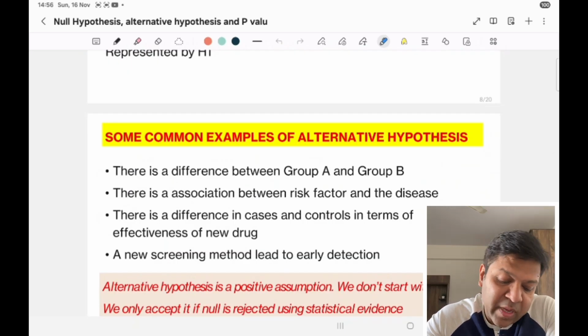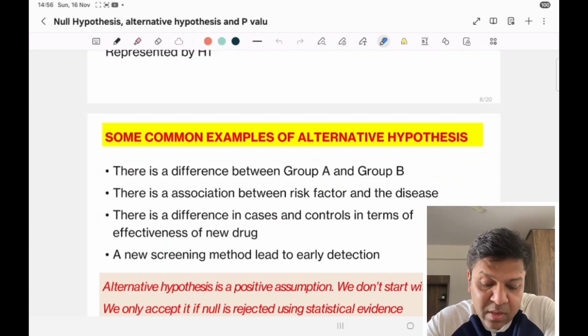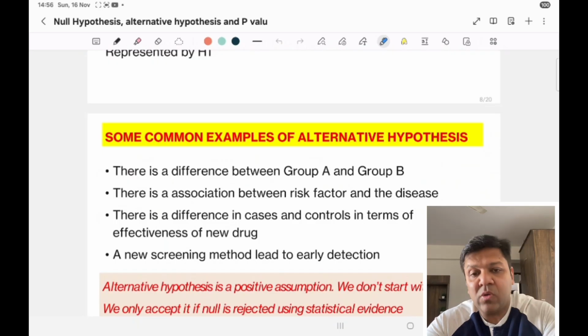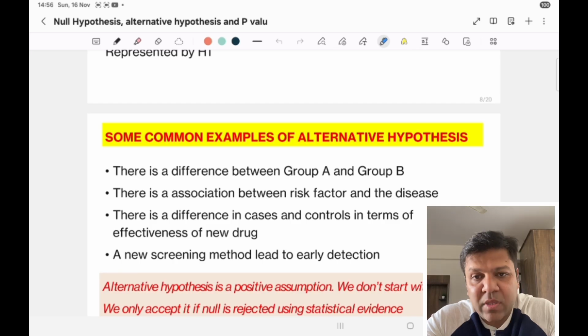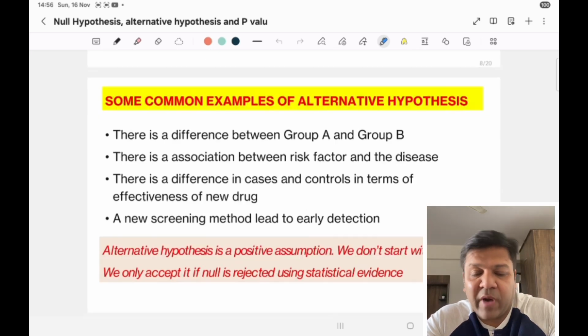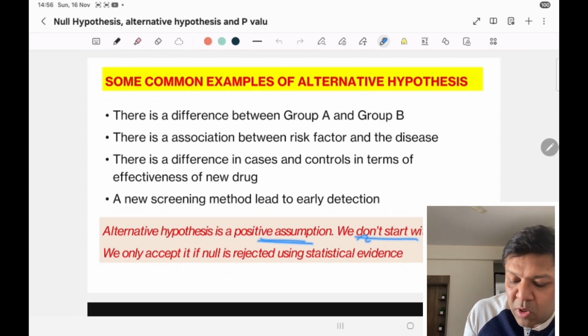Alternative hypothesis will say that there is a difference between group A and group B. There is an association between risk factor and the disease. There is a difference in cases and control. So these statements are opposite of what we have seen in case of null hypothesis. Null hypothesis was a negative assumption. Alternative hypothesis is a positive finding, right? So alternative hypothesis is a positive assumption.